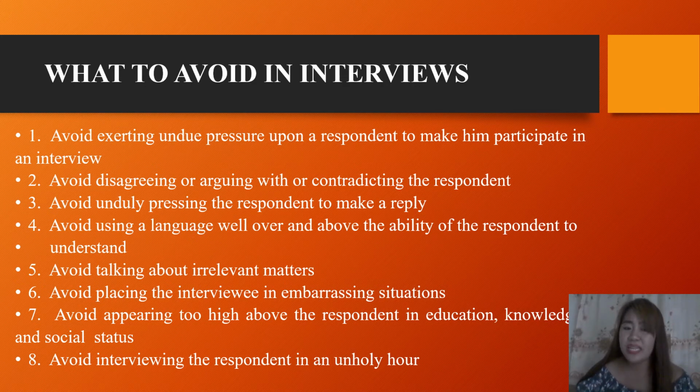Avoid placing the interviewee in embarrassing situations. Wag naman po yung sa instance na parang napapahiya na yung pakiramdam niya. Okay, yung parang natatapakan mo na yung kanyang ego. Avoid appearing too high above the respondent in education, knowledge, and social status. Wag pong masyadong mapagmataas. Okay, dapat po ikaw po yung mag-adjust doon po sa standard or doon po sa situation po ng respondent mo. And also, avoid interviewing the respondent in an unholy hour. Pag sinabing unholy hour, yan po yung mga malapit nang mag-midnight or even madaling araw. Unholy hour na po yun.